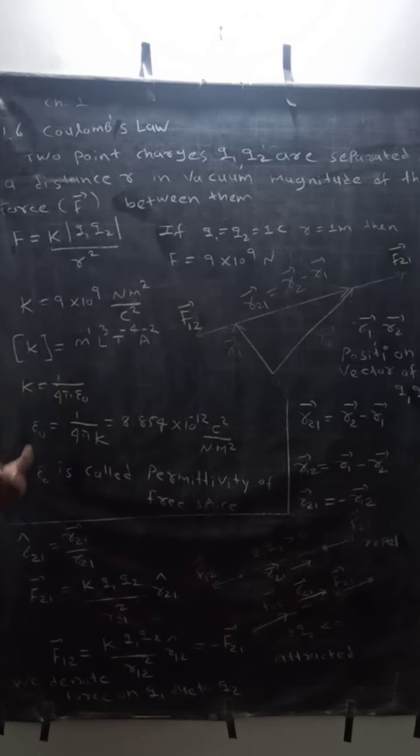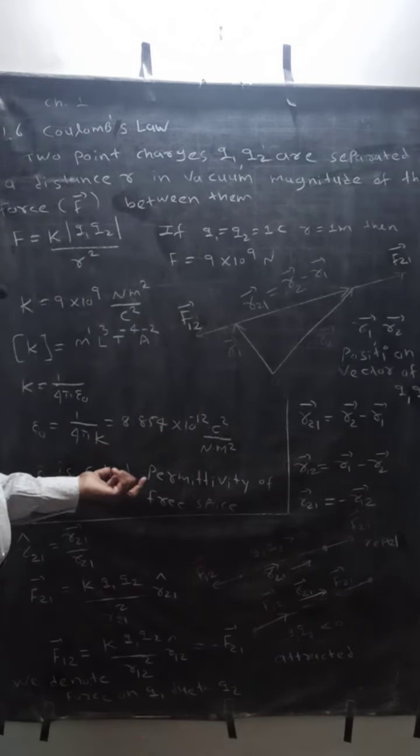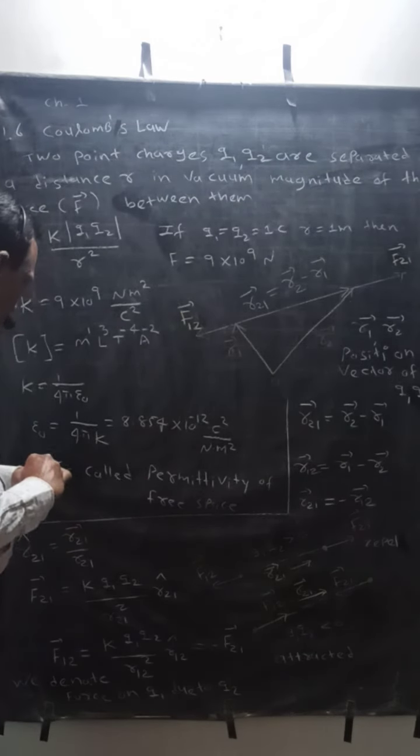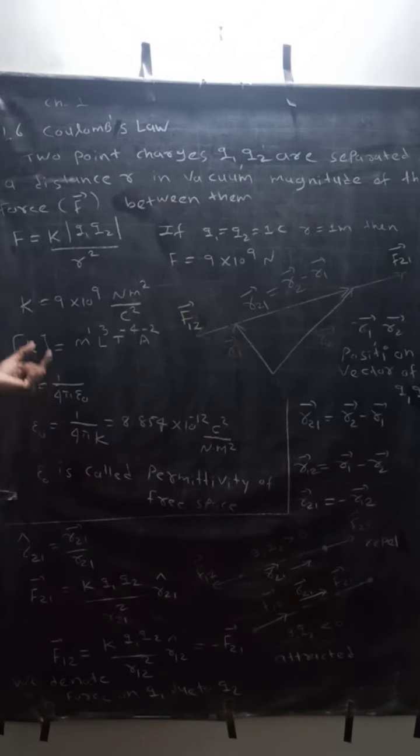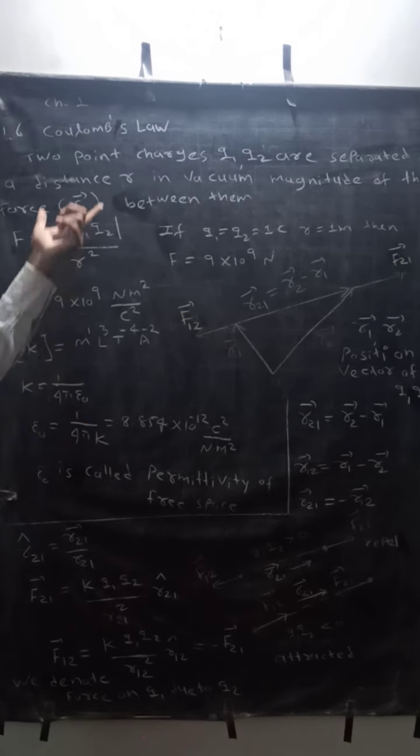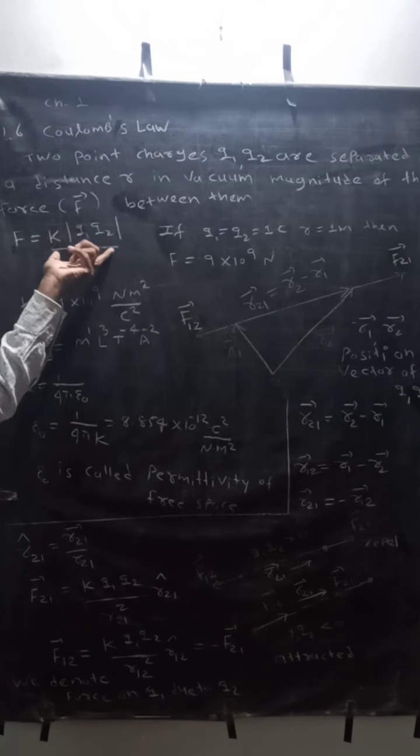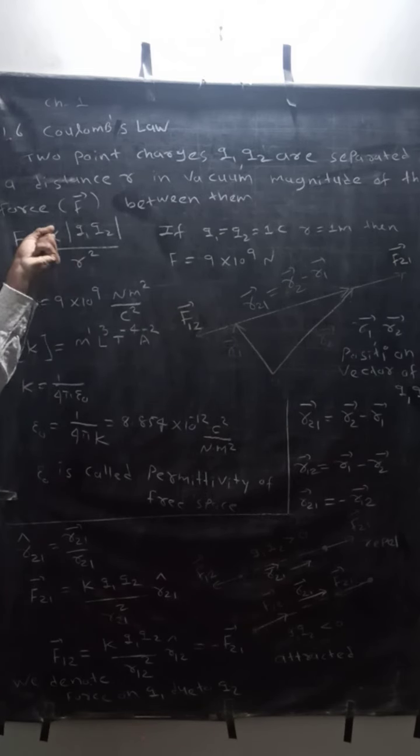If there is some medium, then we use epsilon, the permittivity of that medium. Epsilon 0 is called the permittivity of free space. When epsilon naught is required in an equation, F is equal to 1 upon 4 pi epsilon 0, Q1 Q2 divided by R square. This is Coulomb's law in scalar form. This equation only gives the magnitudes, but force is a vector.